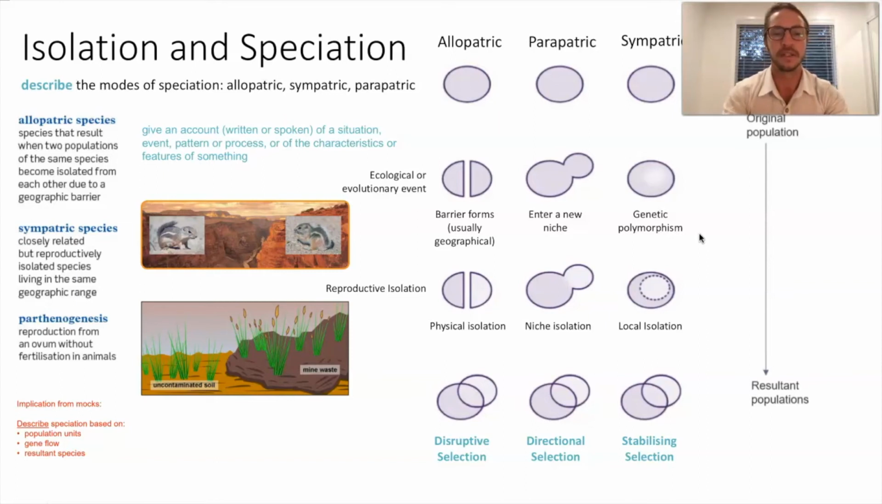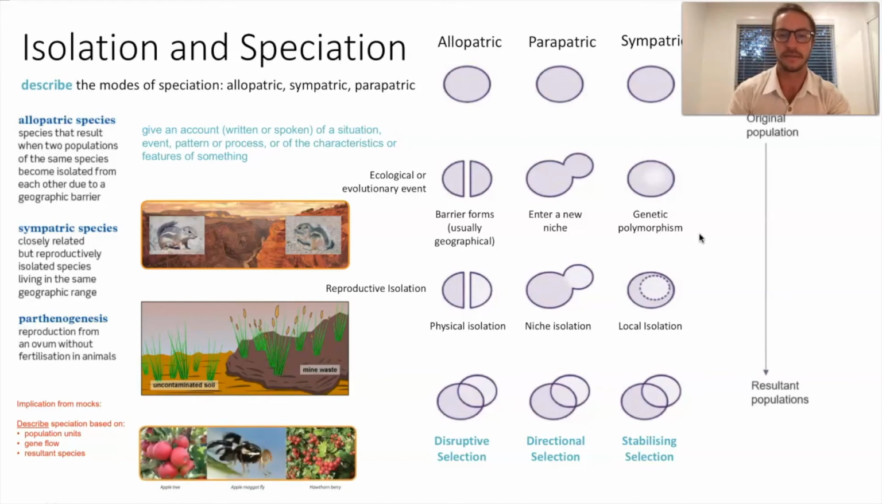Whereas sympatric speciation is more common in plants than it is in animals. An example being the maggot fruit fly. These flies only mated on a particular tree, hawthorn trees. But when apple trees were introduced to America a couple of centuries ago, they began to mate on these apple trees as well.